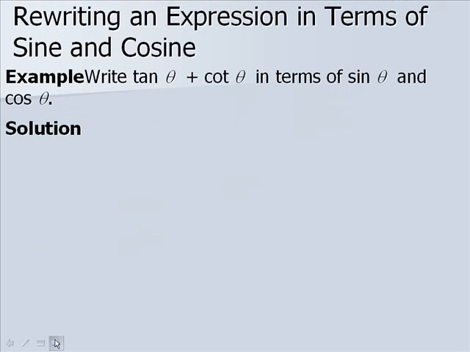Now let's look at rewriting an expression in terms of sine and cosine. We want to write tangent of theta plus cotangent of theta in terms of sine theta and cosine theta. So we'll take tangent plus cotangent and use the quotient identities, knowing that tangent of theta is the sine over the cosine, and then the cotangent would be the reciprocal, or the cosine over the sine.